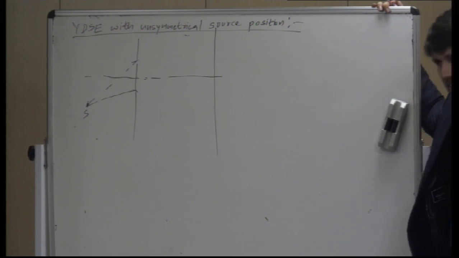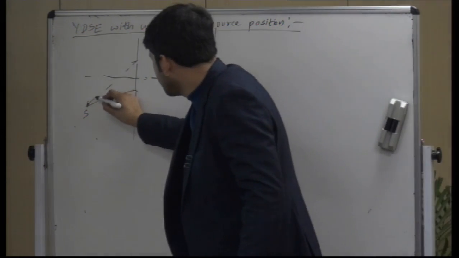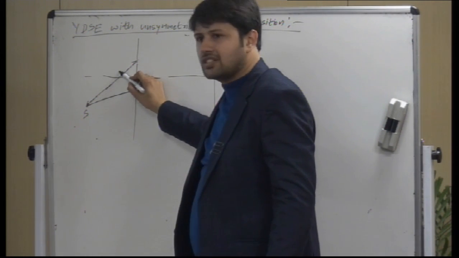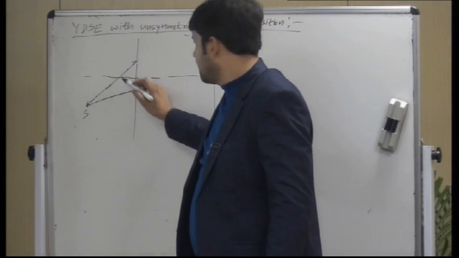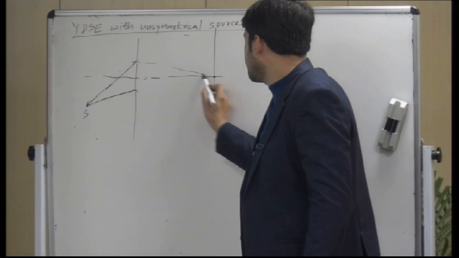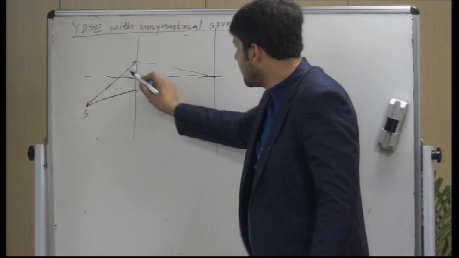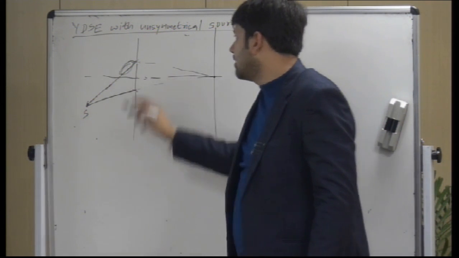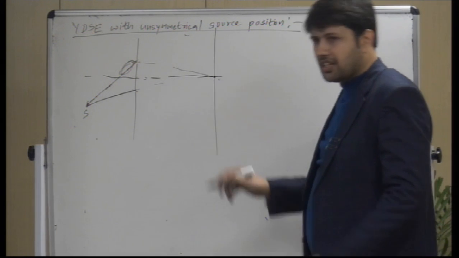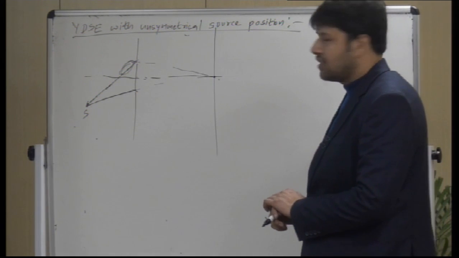Exactly. Because what happens, the wave here travels an extra distance. So here, if this comes here and this comes here, the path difference, which is extra, will always be there. The central bright fringe will not be formed here.